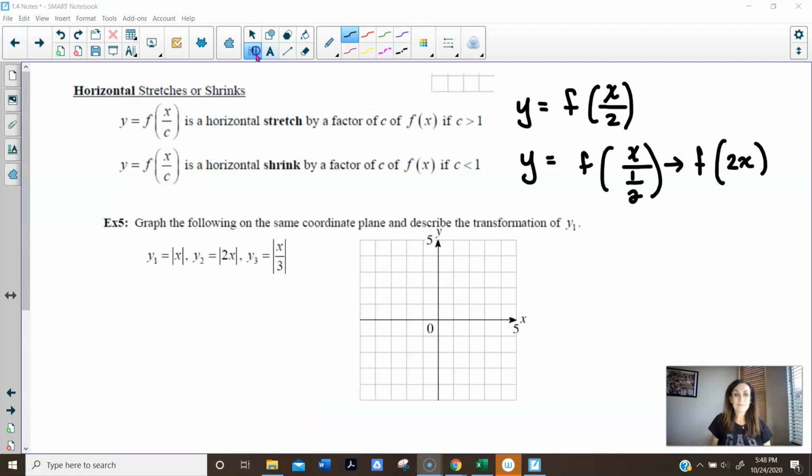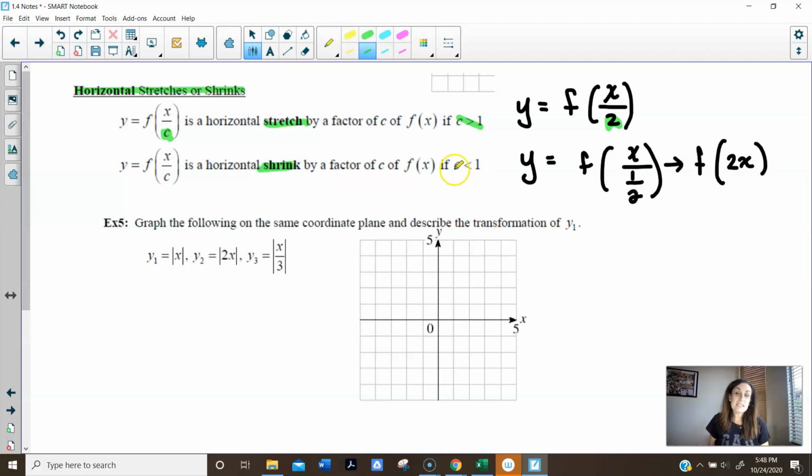All right, thanks. So the next thing we're going to do is look at horizontal stretches and shrinks. If we have y equals f of x over c, and c is a number that's greater than 1. So here's an example with c being 2. We're going to get a horizontal stretch, which means the graph is going to stretch horizontally and get wider by a factor of 2.